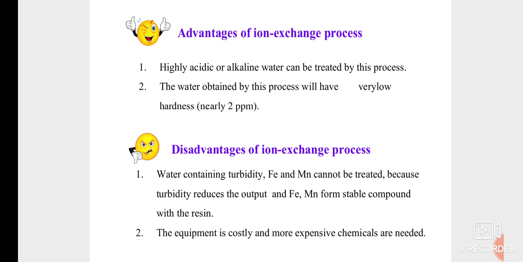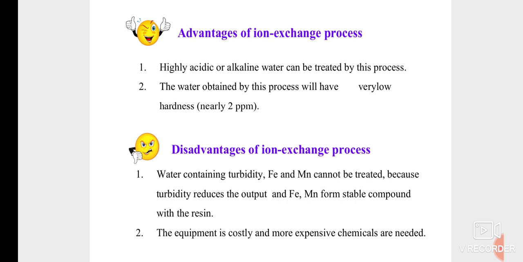Okay. Now we are going to the advantages of the ion exchange process. What are the main advantages of the ion exchange process? Highly acidic or highly alkaline water, that means highly basic water, can be treated by this process. That is the first advantage. Then the water obtained by this process will have very low hardness, nearly below 2 ppm. Hardness means calcium and magnesium salts.